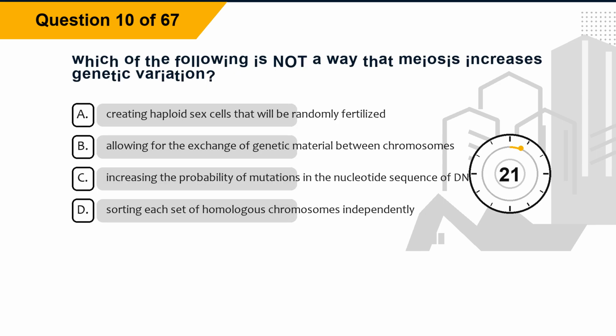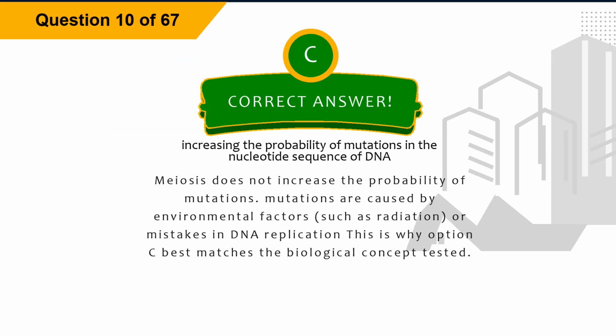Question 10. Which of the following is not a way that meiosis increases genetic variation? Option A, creating haploid sex cells that will be randomly fertilized. Option B, allowing for the exchange of genetic material between chromosomes. Option C, increasing the probability of mutations in the nucleotide sequence of DNA. Option D, sorting each set of homologous chromosomes independently. The correct answer is option C, increasing the probability of mutations in the nucleotide sequence of DNA. Explanation: meiosis does not increase the probability of mutations. Mutations are caused by environmental factors, such as radiation, or mistakes in DNA replication. This is why option C best matches the biological concept tested.